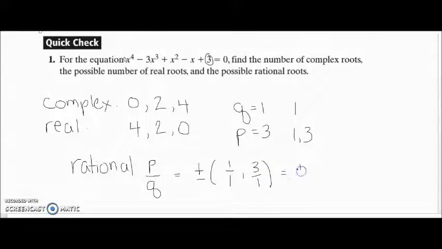Or positive or negative 1 and positive or negative 3. So we found the number of complex roots, 0, 2, or 4, the possible number of real roots, 4, 2, or 0, and the possible rational roots. It's either plus or minus 1 or plus or minus 3.